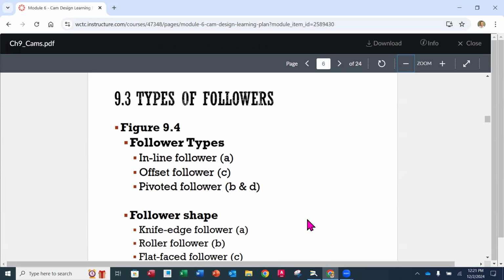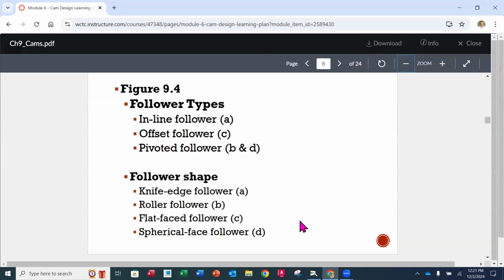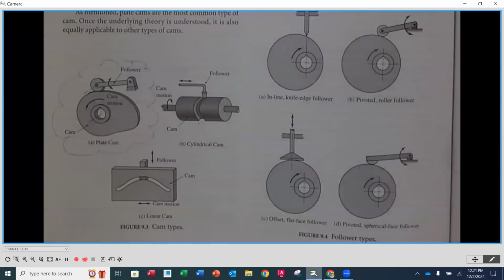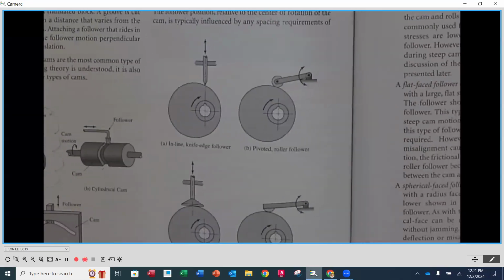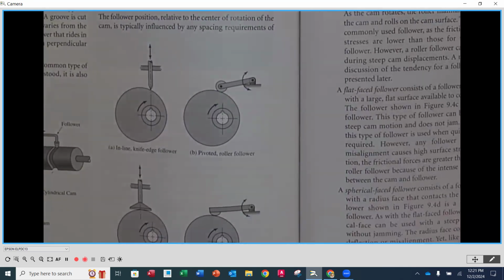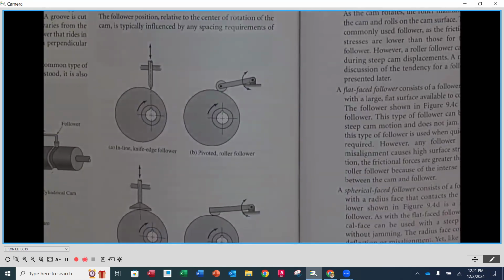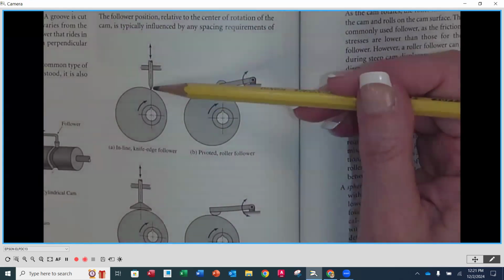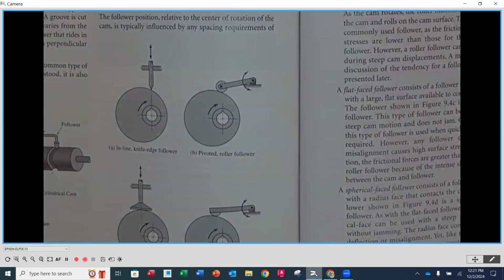Now, as there are different types of cams, plate cam, cylinder cam, and linear cam, there are different types of followers as well as different shapes of followers, okay? So if I go underneath over here, you're going to notice that in figure 9.4, just over to the right, we have a couple of these different types of followers. The first one is going to be the knife edge follower. That's the type of the follower.